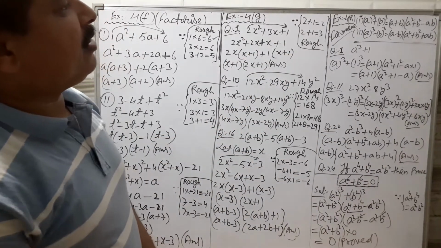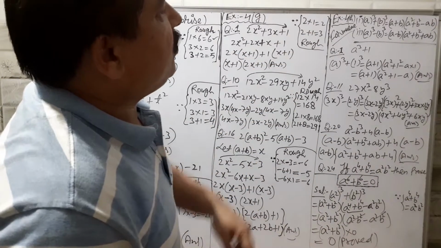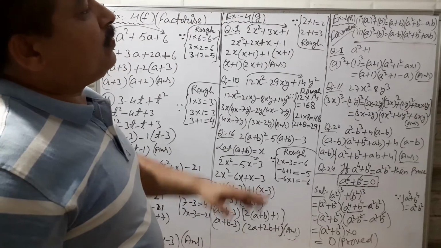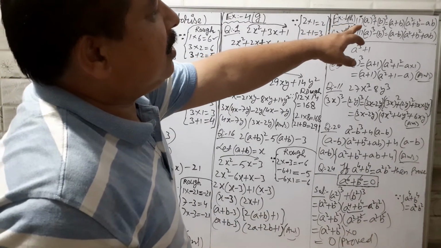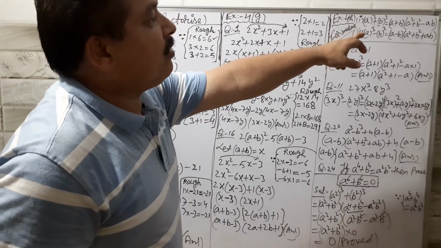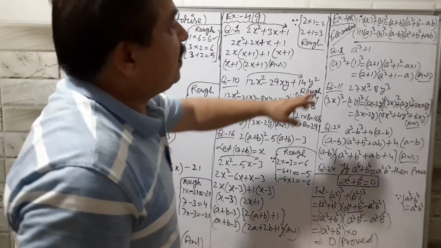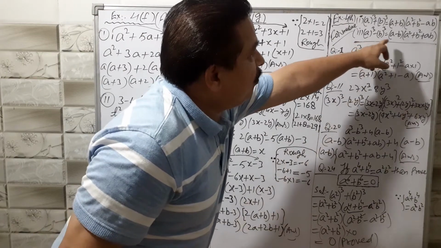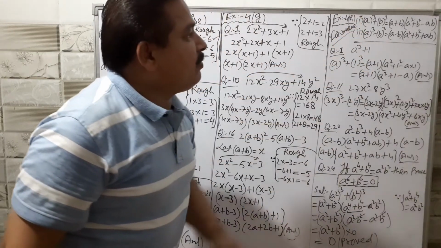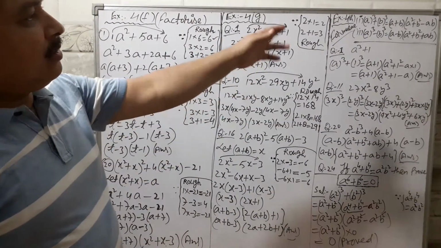Now see the exercise 4H. In 4H, a cube plus b cube equals a plus b, and in the second bracket, a square plus b square minus ab. That is the formula for the sum of two cubes. And this is the difference of two cubes formula. So there will be two formulas in this exercise.